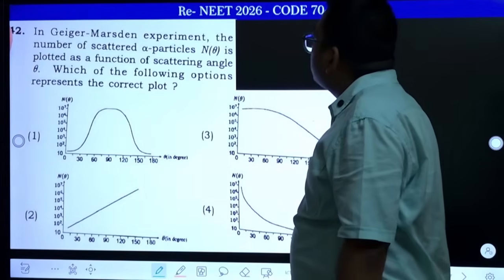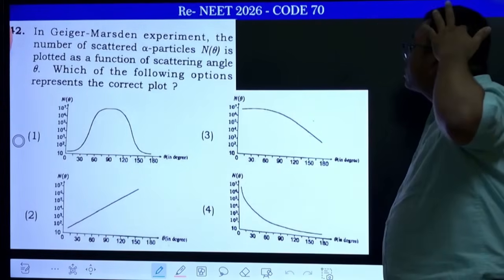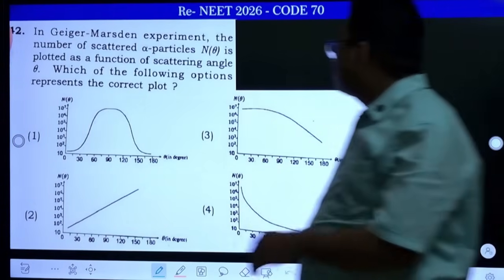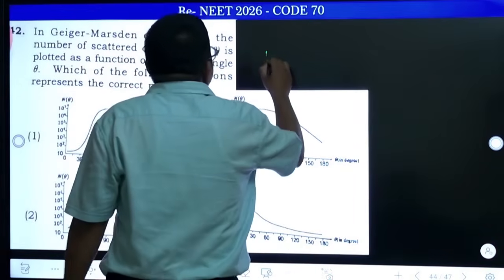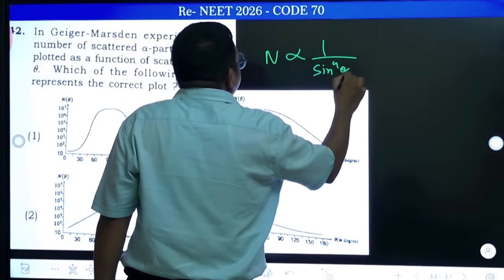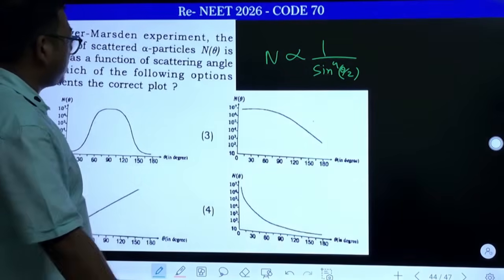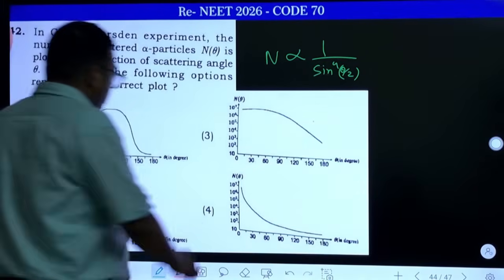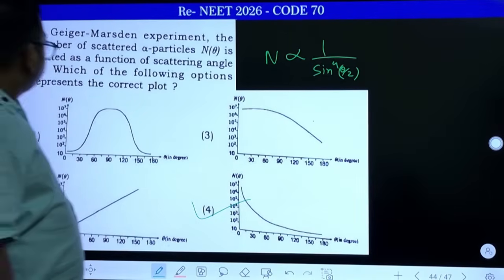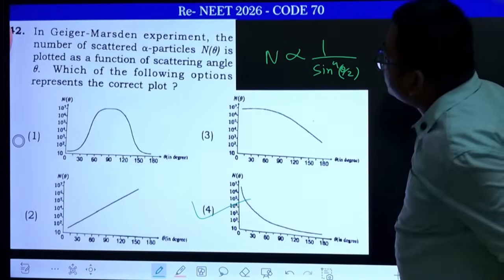In the Rutherford experiment, the number of alpha particles scattered is plotted as a function of scattering angle. We know that it is decreasing, right? I think this number is proportional to 1 by sin^4(theta by 2), something like this. So as you increase the angle, this value decreases. This is the answer we can choose, the only answer. Let us move next. Alpha scattering experiment it is, right?